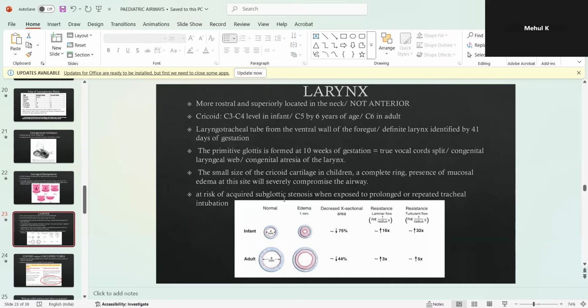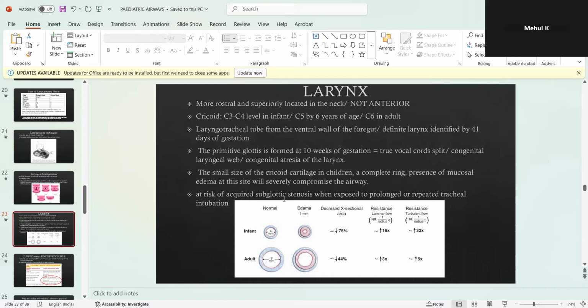And even though it is thought that it is anteriorly located, it's not. As the human grows, the cricoid descends a few cervical levels. At birth, it is at C3 to C4 level. By 6 years of age, it reaches C5, and in an adult, the cricoid cartilage corresponds to C6 vertebral level. Cricoid is the most common landmark used for identifying the C6 level and then perform a lot of nerve blocks.